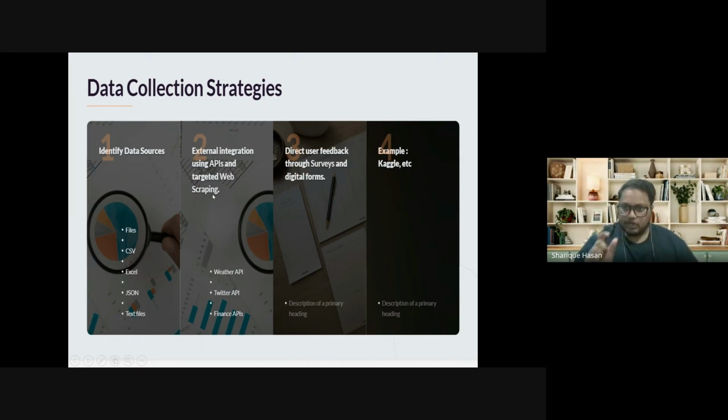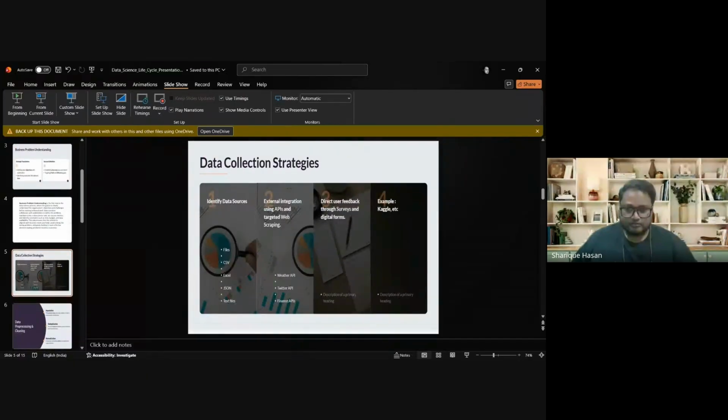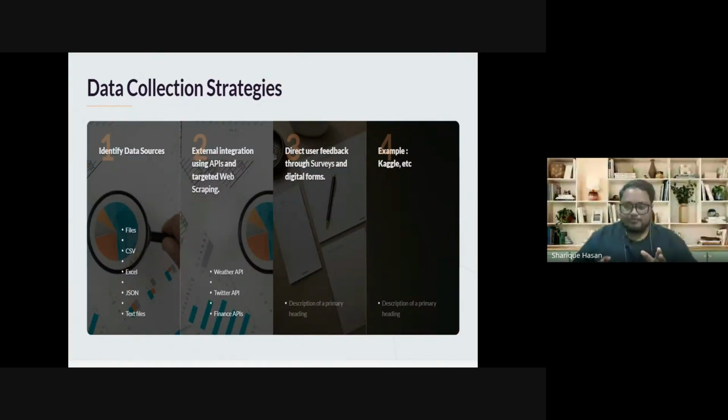So do you all understand API? If you don't know, I will just explain. API is application programming something. I forgot the name. Yeah, it was application programming interface. So in simple words, API is just the key. API is the key to get someone's data. I will explain in a simple way.